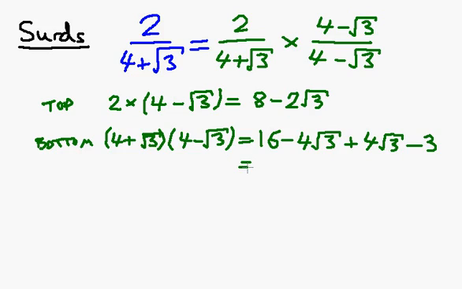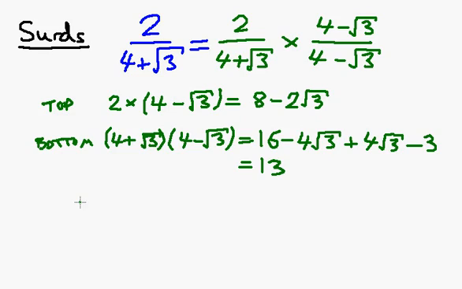So if I simplify this and brush this up a little, we've got the 16 take away 3, which gets me the 13. And conveniently, my minus 4 root 3 plus 4 root 3 is 0. So these two cancel each other out. Notice I've been left with something that isn't a surd. That was the whole point of multiplying both top and bottom by 4 minus root 3.